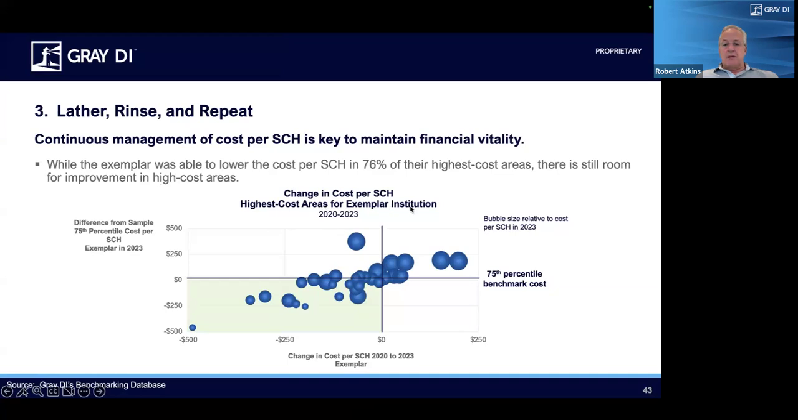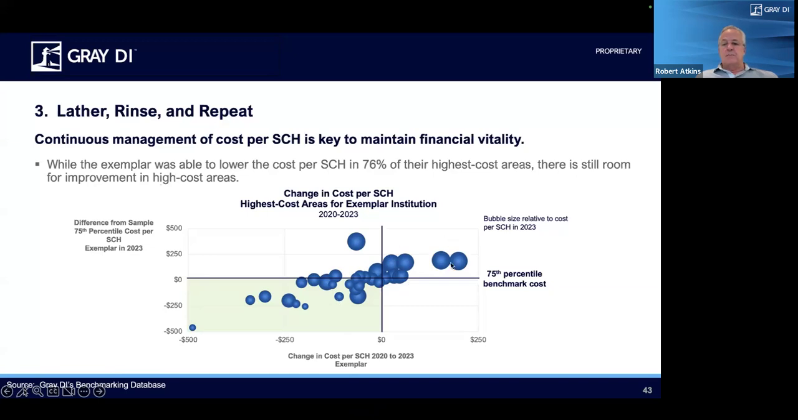So, and we're looking at our exemplar institution here. What we can see is that they actually got almost, well, probably 2/3 of their programs down below the 75th percentile cost. So they're doing a nice job of running programs below the benchmark cost in our database. The other thing that's really interesting, though, is they managed to reduce the cost per student credit hour for most of their programs. You see that almost all here to the left of zero. So their cost per student credit hour came down. A few of them as much as $250 per student credit hour.